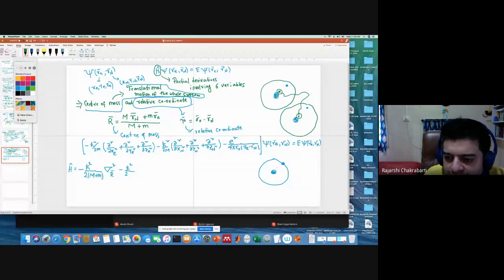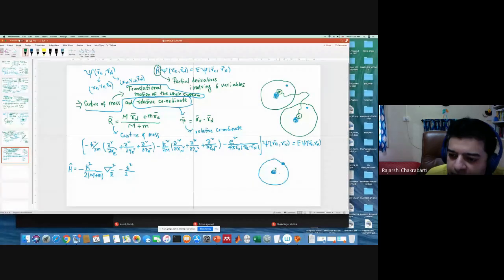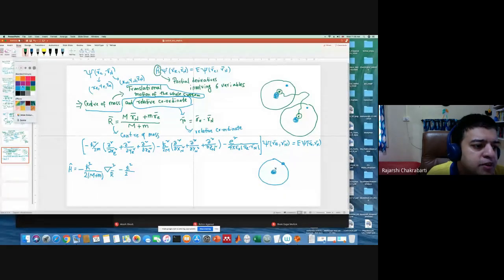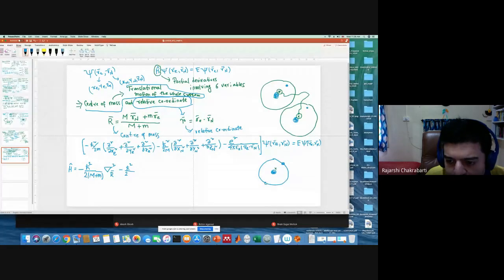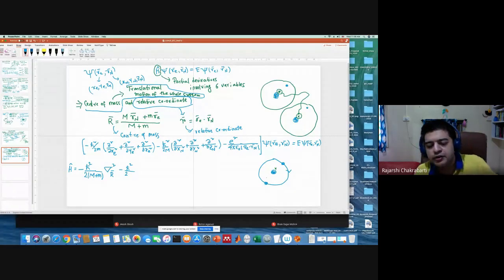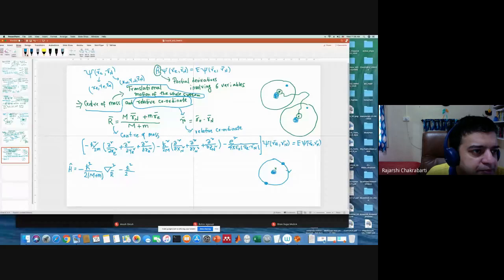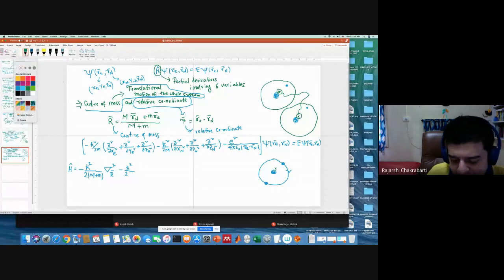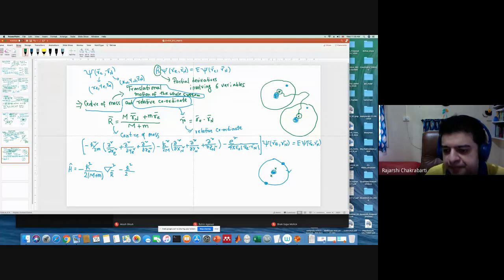Center of mass is here. And when the electron is here, if the electron revolves and comes here, then your center of mass is going to be changed, isn't it? Your center of mass is going to be here.